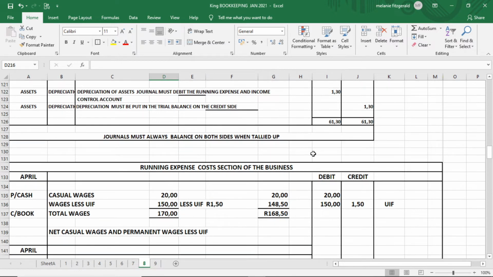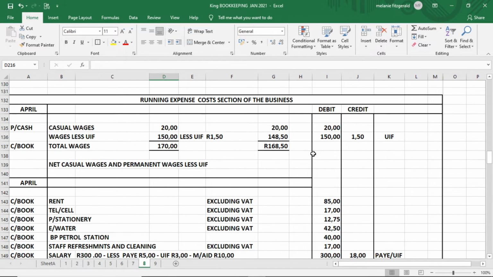Okay, we're running expenses, the cost section of the business. So casual wages, $20, that's on the debit side. Wages less UIF, $150 minus the $1.50. We put the $150 over there. But if you add up the 20 and the 150, you get $170 less the UIF contribution, which works out at $168.50. But in the running expenses, we put it down as 150 and then show the UIF on the credit side. Net casual wages and permanent wages less UIF.